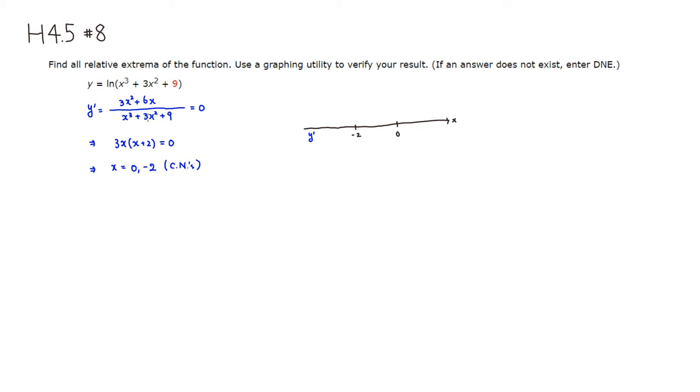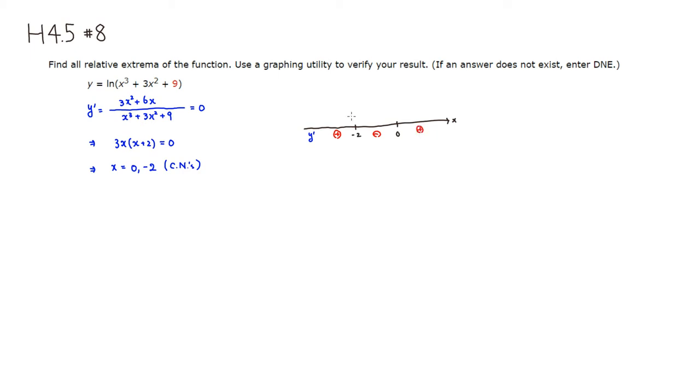If you plug in negative 3 on the bottom, negative 27 plus 27 plus 9, this is positive. And then if you plug in negative 3 in the numerator, this is negative. Negative times negative is positive, so this is going to be positive here. Between negative 2 and 0, so like negative 1, that's negative 1 plus 3 plus 9, positive on the bottom, and the numerator is negative, so it's going to be negative here. After 0, we can try 1. This is positive, that's positive, the denominator is positive, so it's all positive.